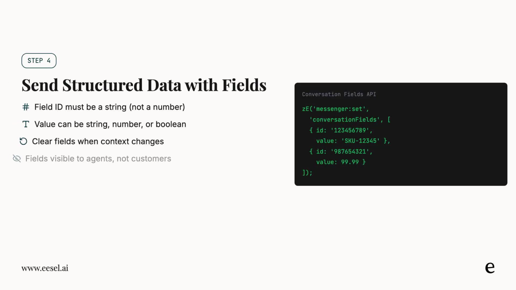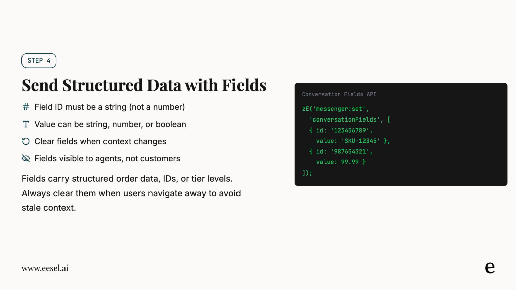Step 4. Use the Conversation Fields API to send structured data like order IDs, SKUs, or pricing tier values. Field IDs must be strings, values can be string, number, or Boolean, and fields are visible to agents but not customers. Always clear them when users navigate away to avoid stale context.